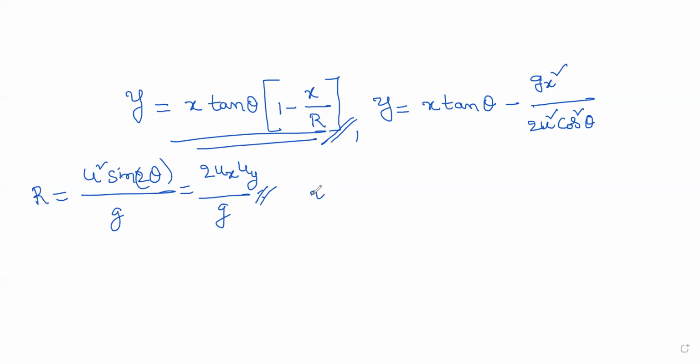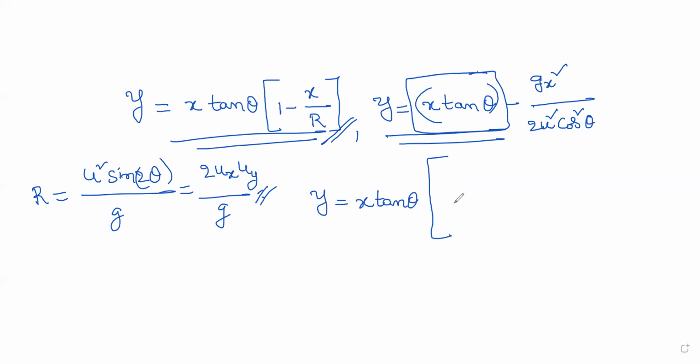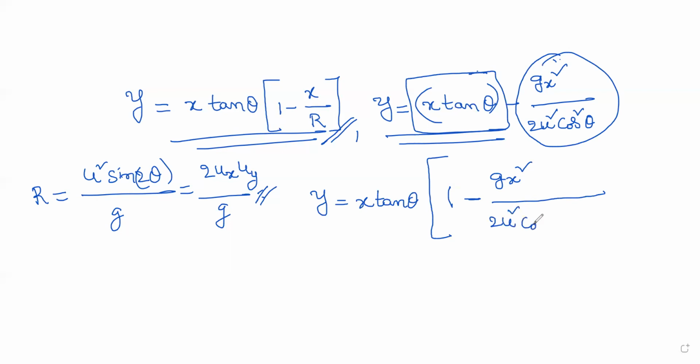Now what I'm going to do is I'll take this equation and take x tan theta as common. So if I take x tan theta as common, in the first term it will be 1, and this part will be 1 minus, you have g x square. Since x tan theta is not there, I'm going to divide this part by x tan theta. So g x square by 2 u square cos square theta, divided by x tan theta.